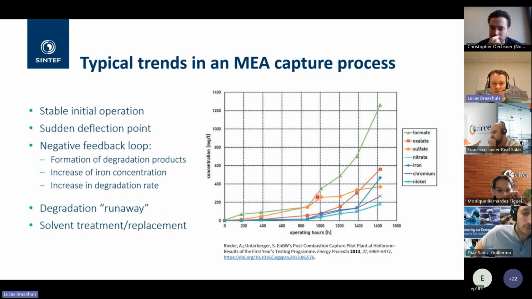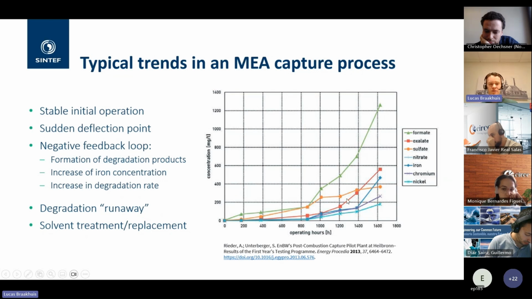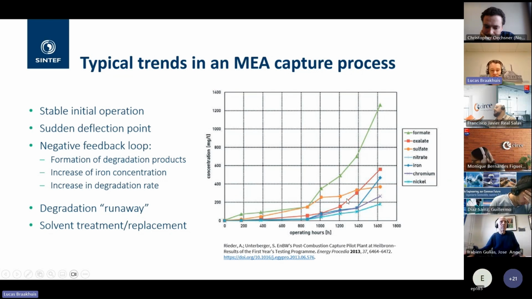And what you see is that there's stable initial operation. So the solvent is in quite a good condition. And then after around 800 or 900 hours, suddenly there's an inflection point where the concentration of these degradation products and the metals start to increase. So what we expect is happening here is that the formation of degradation products leads to more corrosion and an increase of iron in the solvent. And this iron then catalyzes the degradation rates, leading to more degradation and more products. And you could call this a degradation runaway.